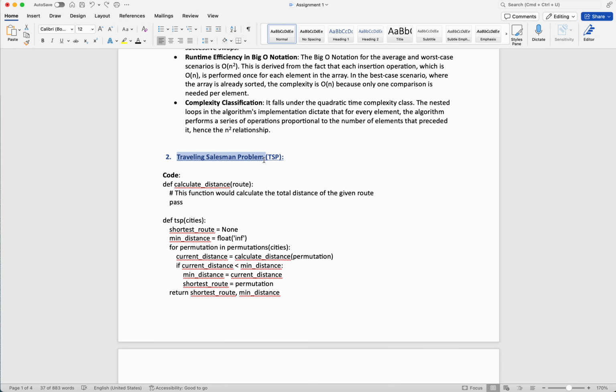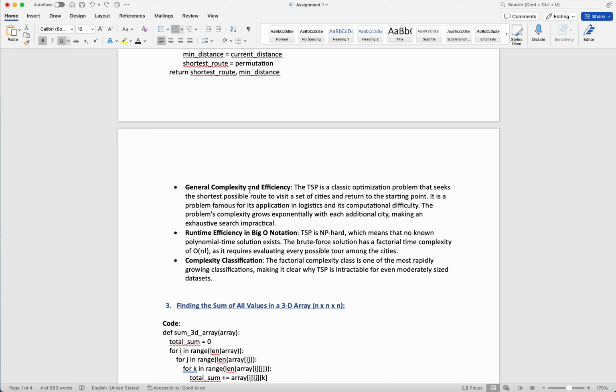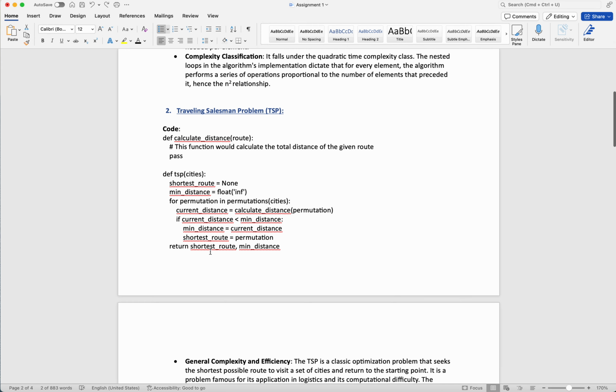Next is the traveling salesman problem. It is a very difficult problem, seeking the shortest route through a series of cities, classified as NP-hard. The brute force approach has a factorial time complexity, so the big O notation here is O of n factorial, making it impractical for all but the smallest datasets. My approach focused on demonstrating the computational intensity of such a problem rather than finding a scalable solution.